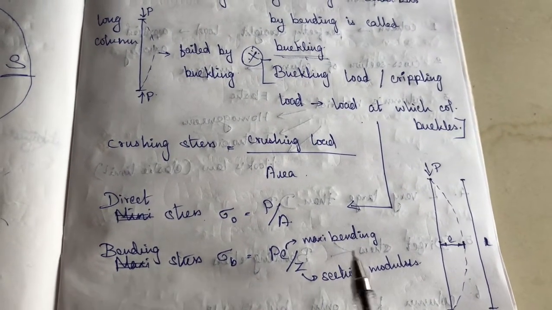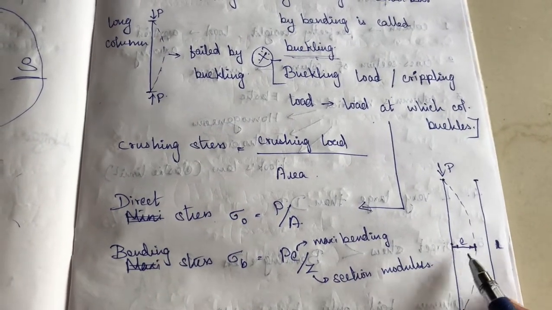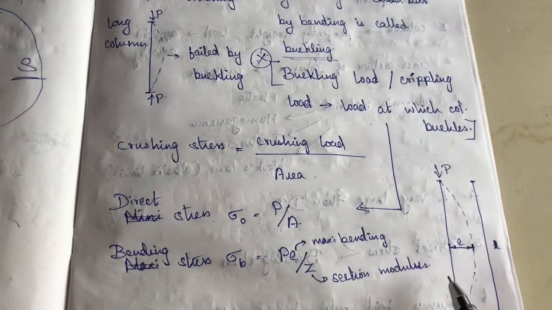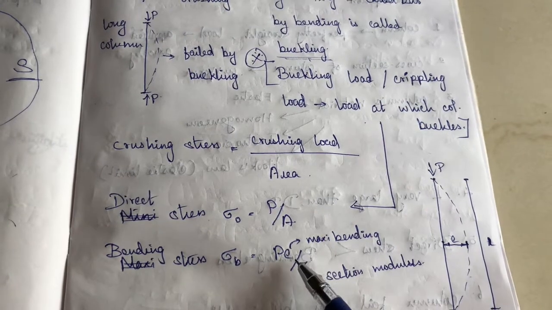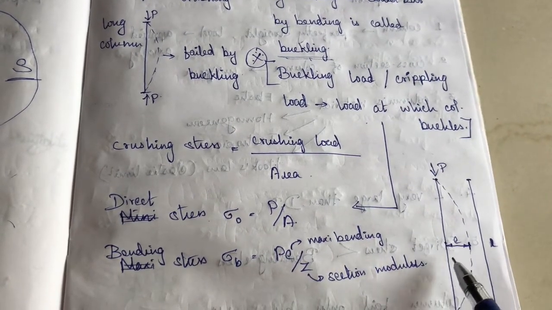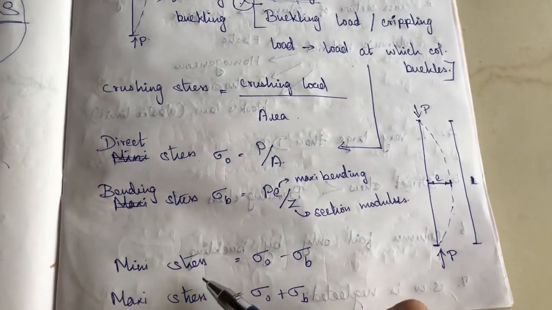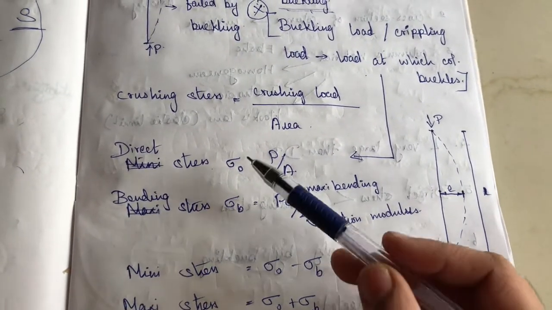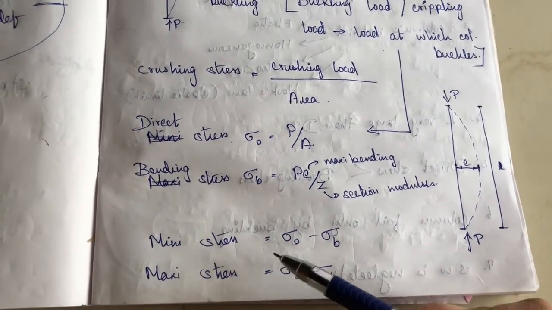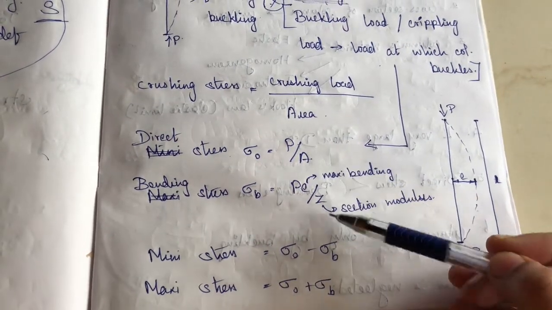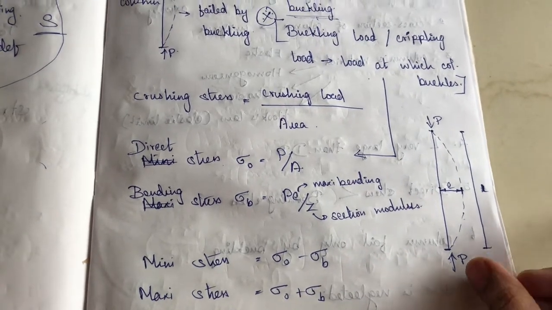Next one, bending stress means it will have some distance, right? So load into distance by, it's not area, section modulus. So this is what bending stress is. This e is nothing but the maximum bending distance. Then minimum stress and maximum stress. We can find them from these two, direct and bending stress. Minimum stress will be equal to direct minus the bending. If you add both, it will become maximum stress.